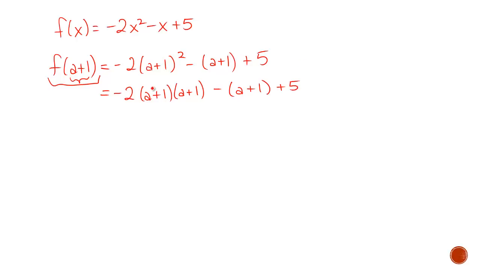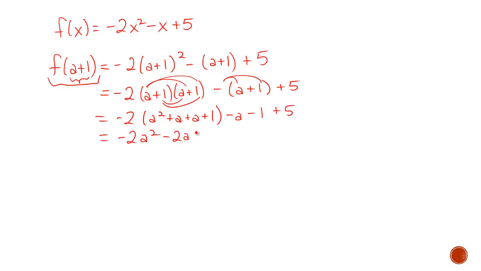So to do that, we need some distribution. So let's do the inside first here. We get a squared plus a plus 1. And then minus 1 times a minus 1 times 1. Let's collect our like terms. And there we get our answer.